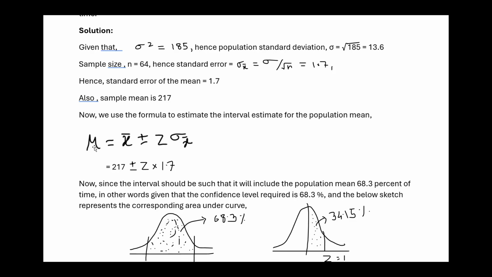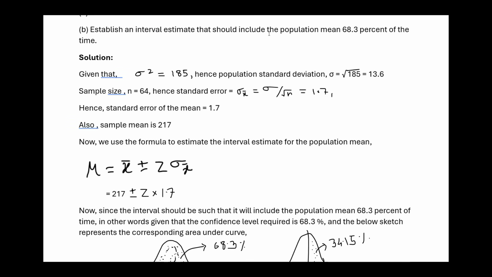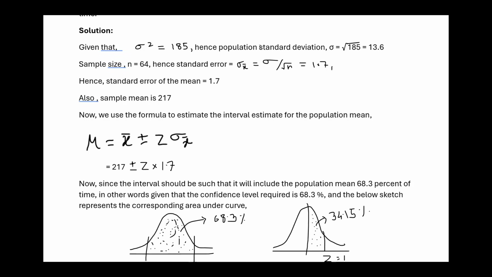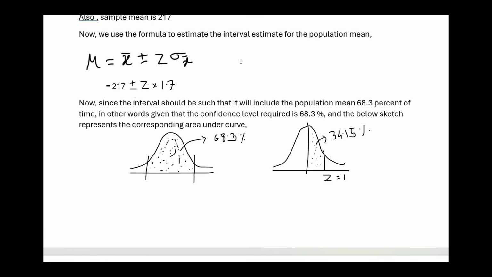So we substitute in the formula. Our interval for mu will be 217 plus or minus, which means one time we will use plus, another time we will use minus, Z times 1.7, because 1.7 is our standard error. Now Z is for the 68.3% confidence level.